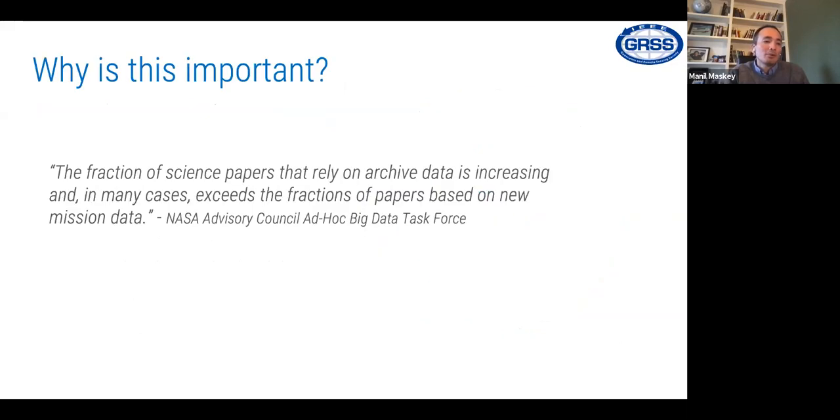So why is it important to provide data stewardship for the data that we collect? To answer that question, we need to look at this statement in the NASA Advisory Council Ad Hoc Big Data Task Force report, which states that half of all science results come from archive data. So the development and maintenance of a robust archive is of real importance to the scientific community.